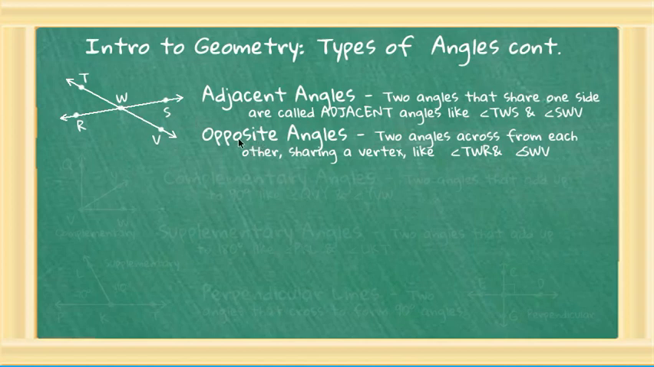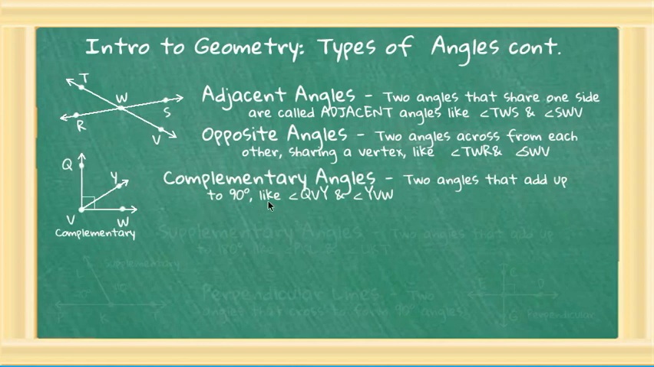And then we have opposite angles, which are across from each other. So TWR, let's say, and SWV, notice they only share a vertex, but they have no other common sides and they're crisscross from each other. We call those opposite angles, all right?